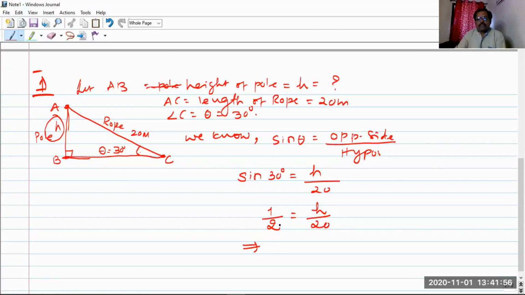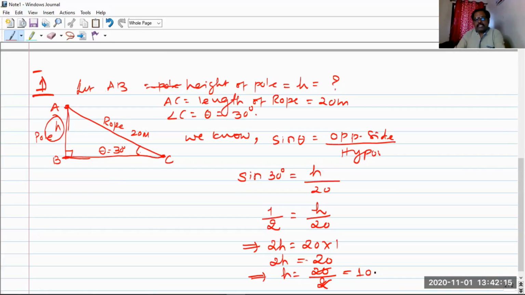So just take a cross multiplication: H into 2 will become 2H, and 20 into 1 is equal to 20 only. So 2H equals 20. So how much is H? H will be 20 upon 2. How much is 20 upon 2? Which is equal to 10.